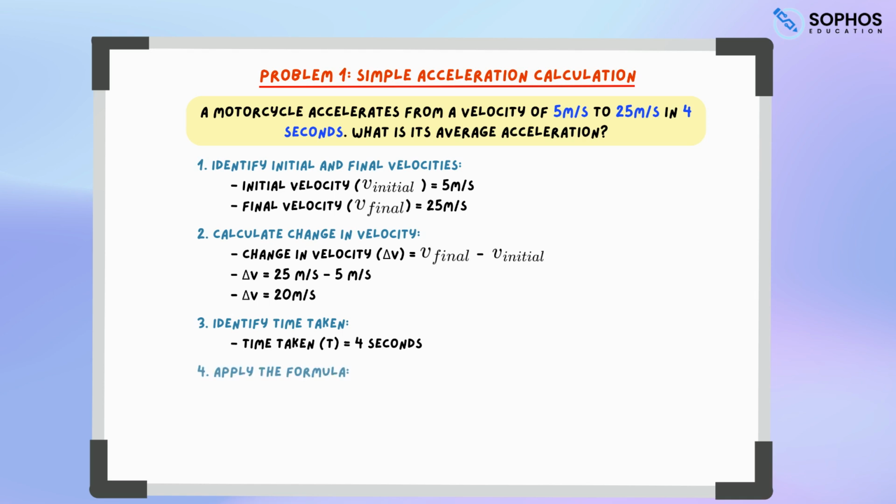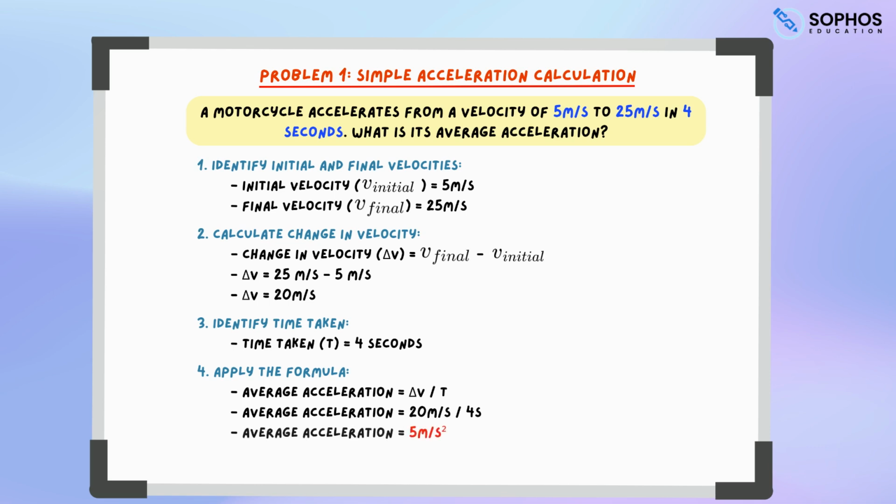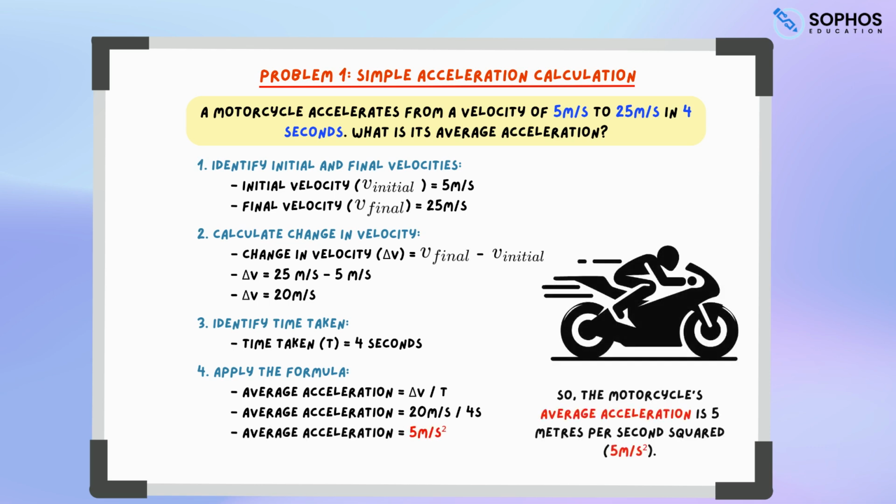Now we apply the formula we have just learnt. Average acceleration equals change in velocity over time. Substituting in 20 meters per second over 4 seconds, we get 5 meters per second squared. So, the motorcycle's average acceleration is 5 meters per second squared.